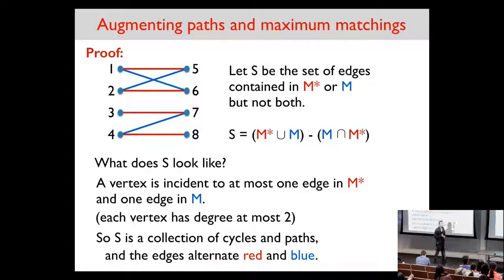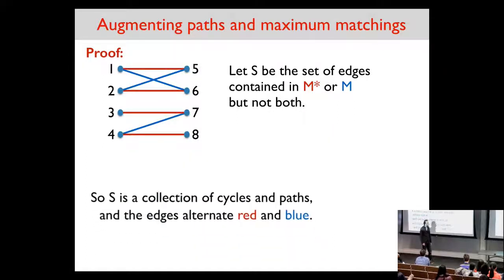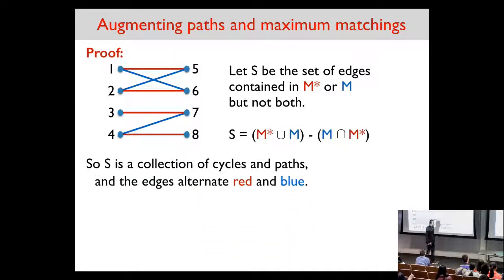between red and blue. As we said, if you look at a vertex that's degree 2, then one of them has to be red, the other one has to be blue. So it's a collection of cycles and paths, and the edges alternate between red and blue.